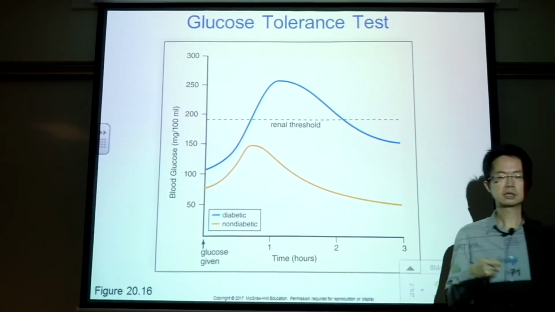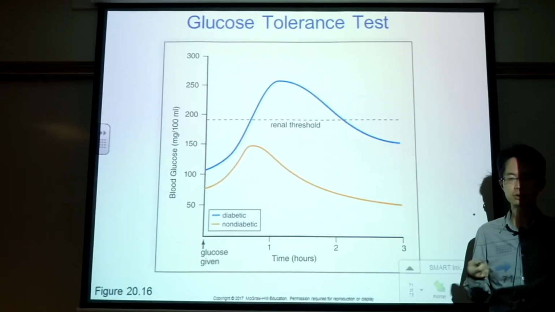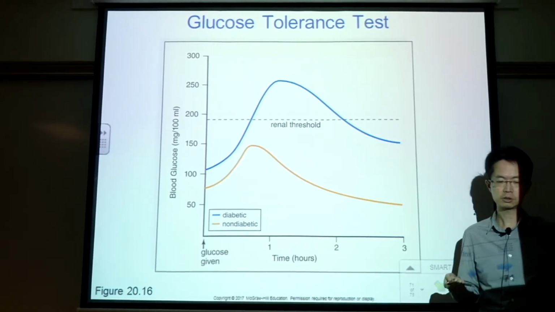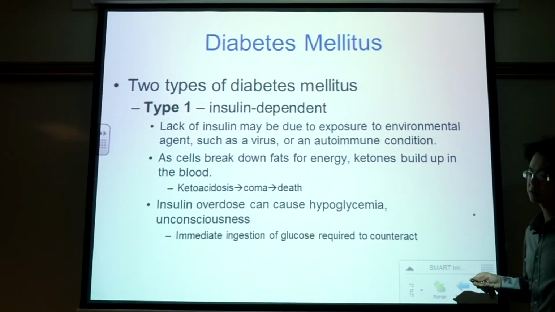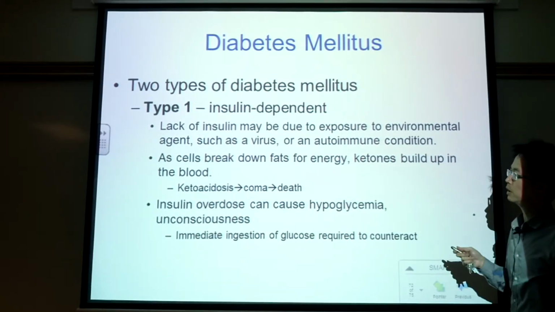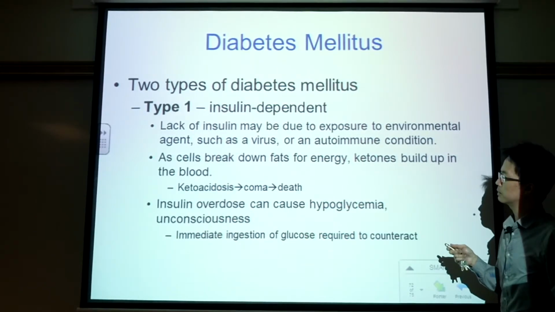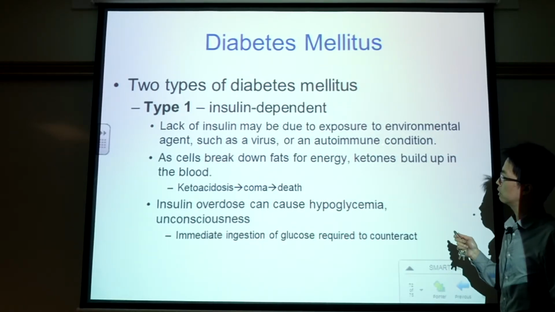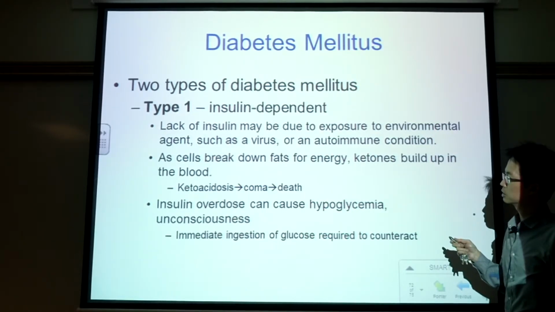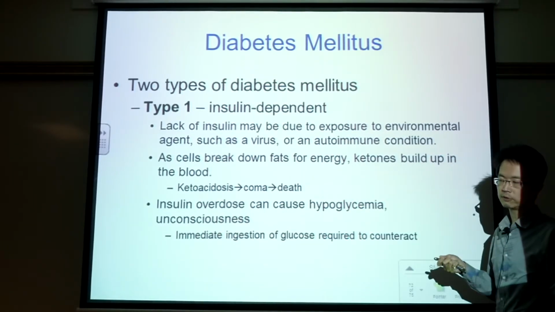Because in type 1, the body does not produce enough insulin. Type 2, even though they have insulin, their body does not respond to it. Okay, let's take a look in detail. Type 1 diabetes is insulin dependent. It can be due to some kind of environmental agent, virus, or autoimmune condition, so that your body does not make enough insulin.